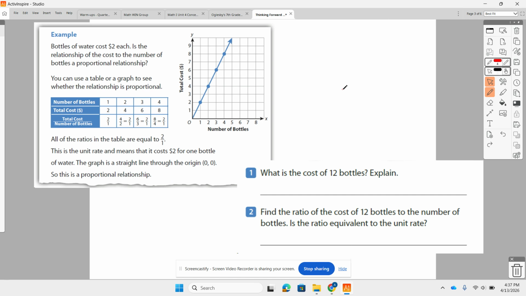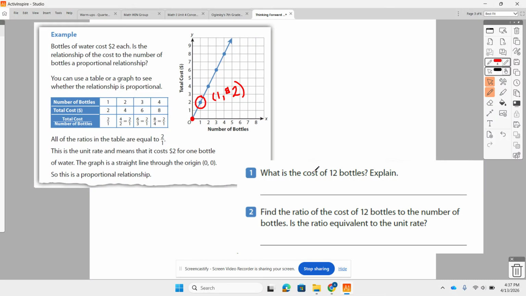So this is the first page. I would just want to focus really on number 1 that says what is the cost of 12 bottles. So notice whenever we graph a proportional relationship, it goes in a straight line going through 0, 0. And we're always looking for our unit rate. Our unit rate is always 1 comma something. Could be on the graph or could be hiding from us. In this case, the unit rate is right there. 1 bottle costs $2.